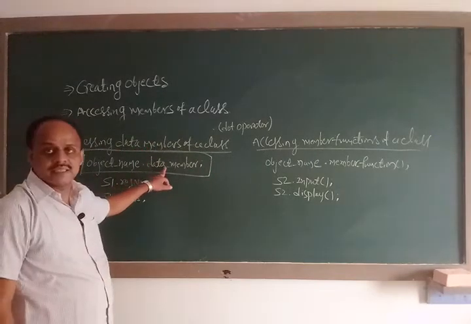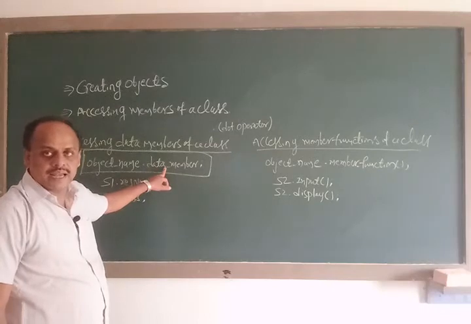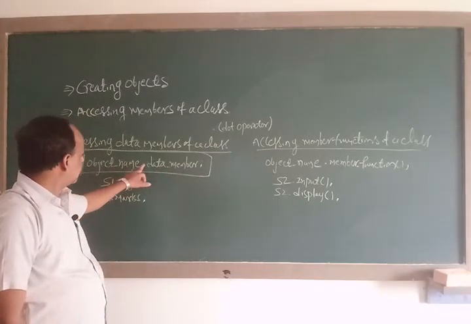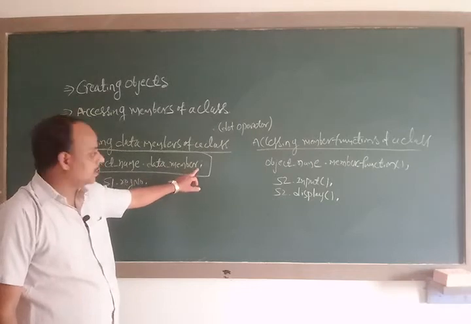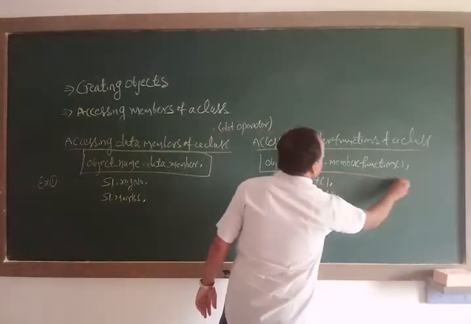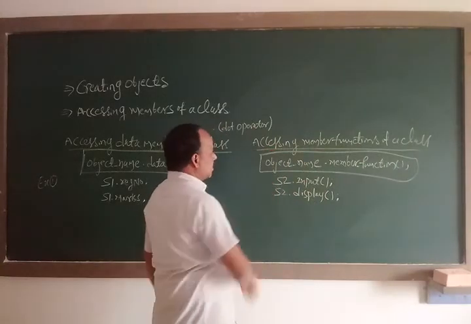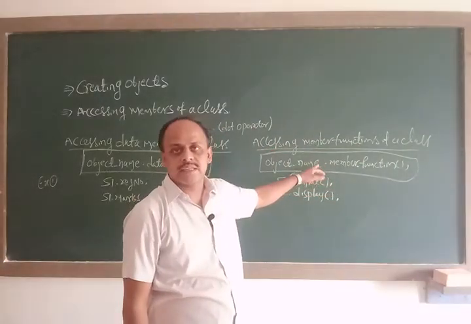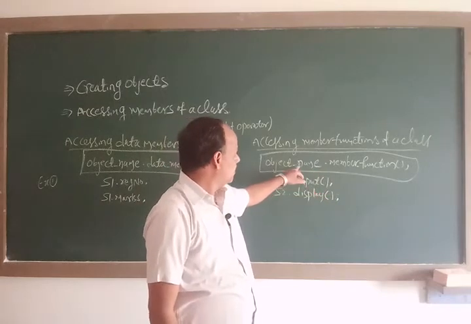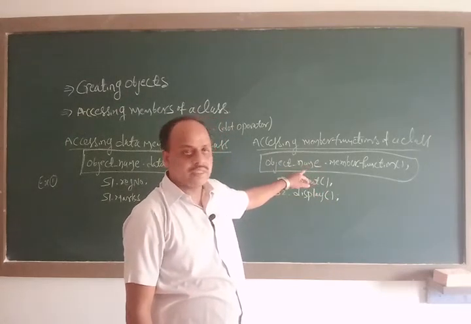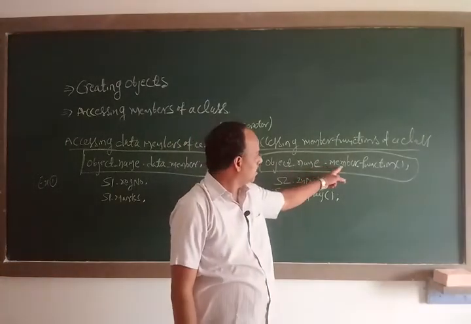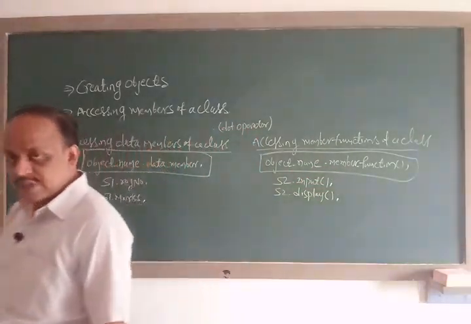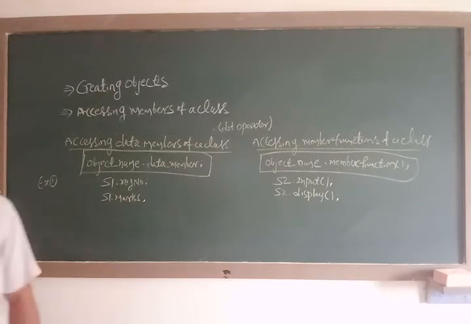This is the syntax of accessing data members of a class: object name dot data member semicolon. And this is the syntax for accessing member functions of a class: object name dot member function. Like this, we have to access members of a class.